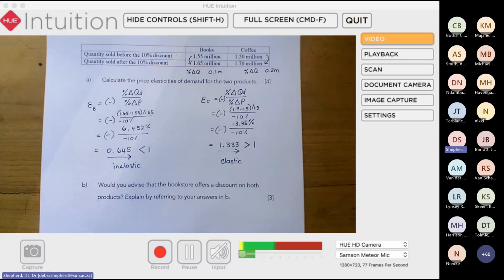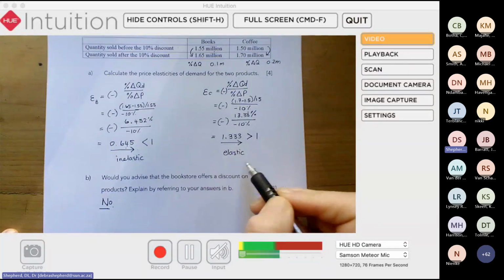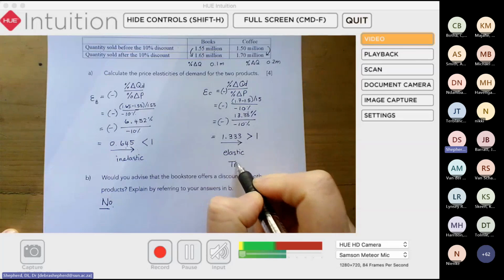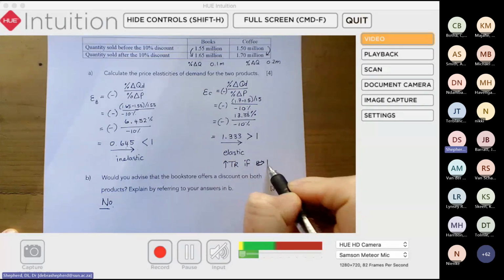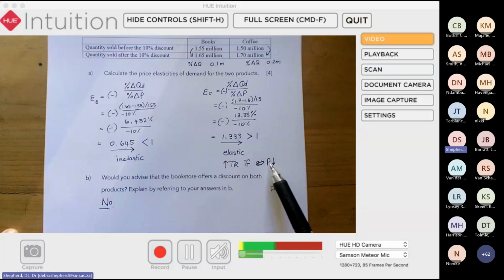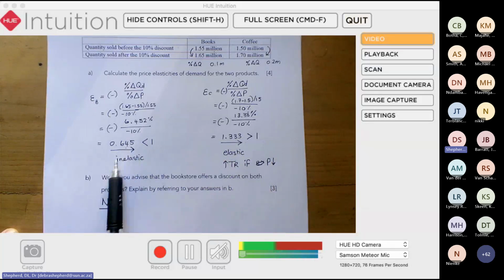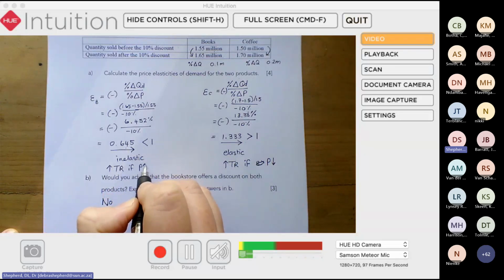So should the bookstore reduce both prices by 10%, or should it decrease neither by 10%, or should it decrease only one of them by 10%? If your elasticity is greater than 1, so if you have a price elastic good, you would increase your total revenue if price goes down. So if you have a price elastic good, total revenue would go up if you lower your price. If you have an inelastic good, then your total revenue would increase if you increase your price.